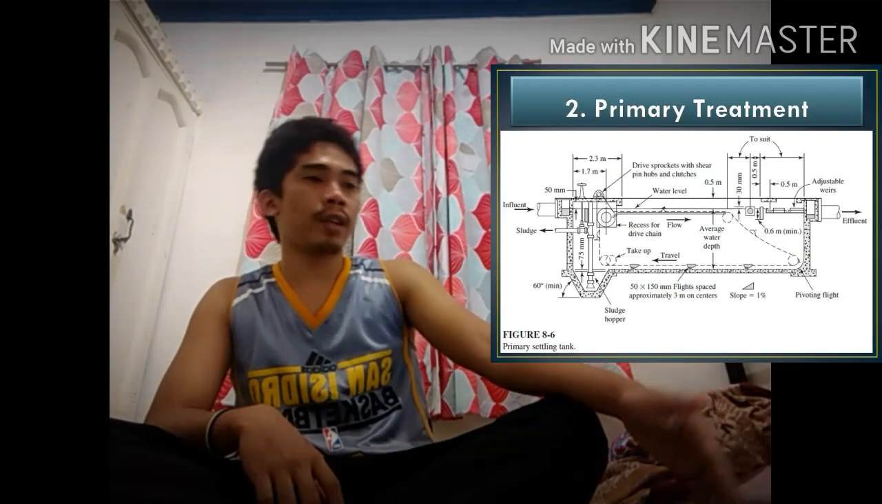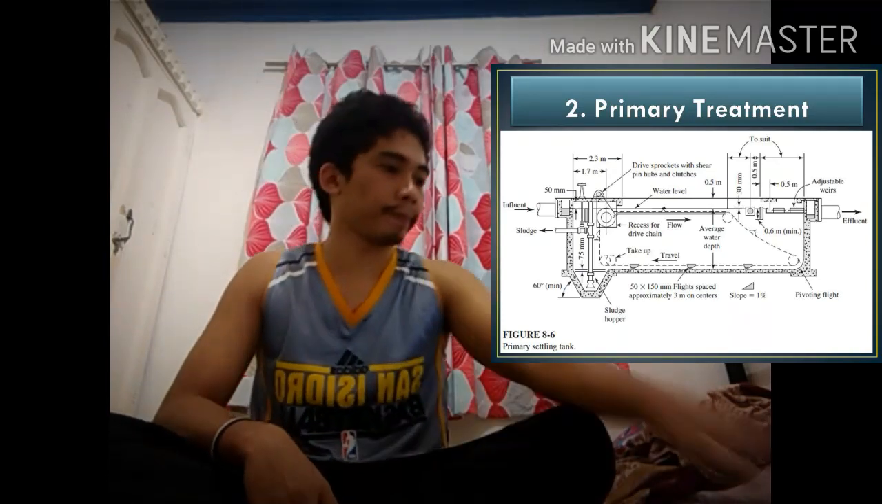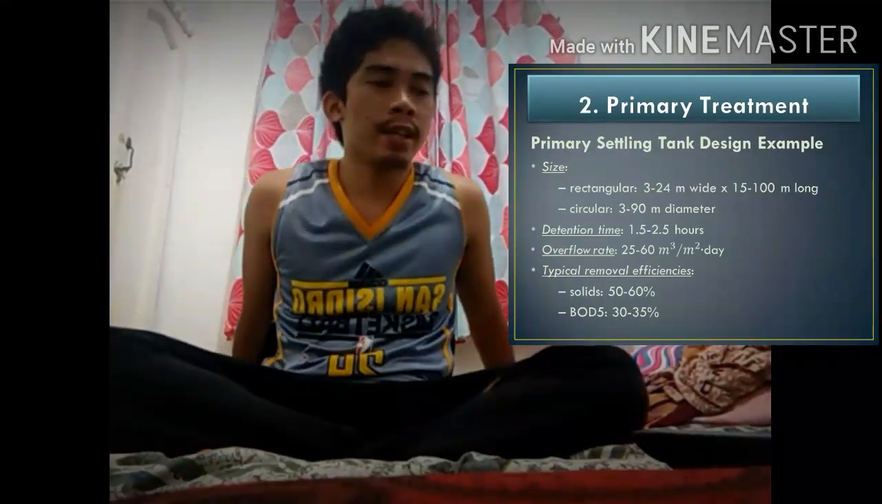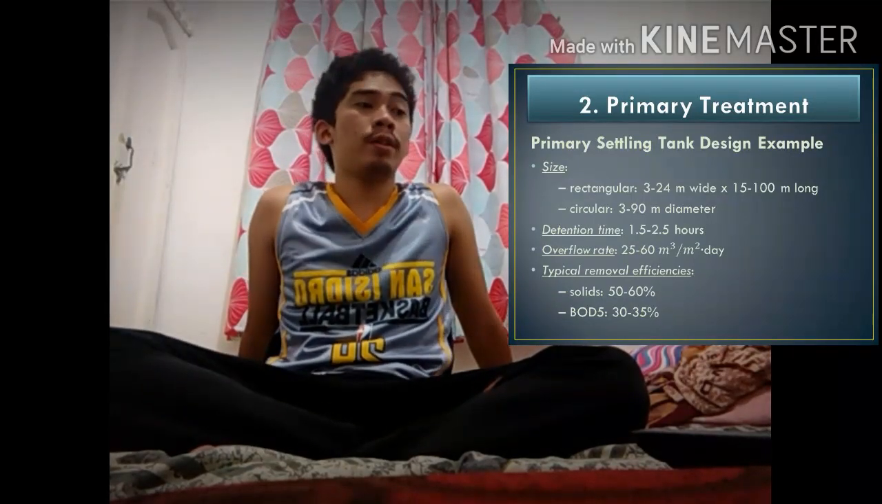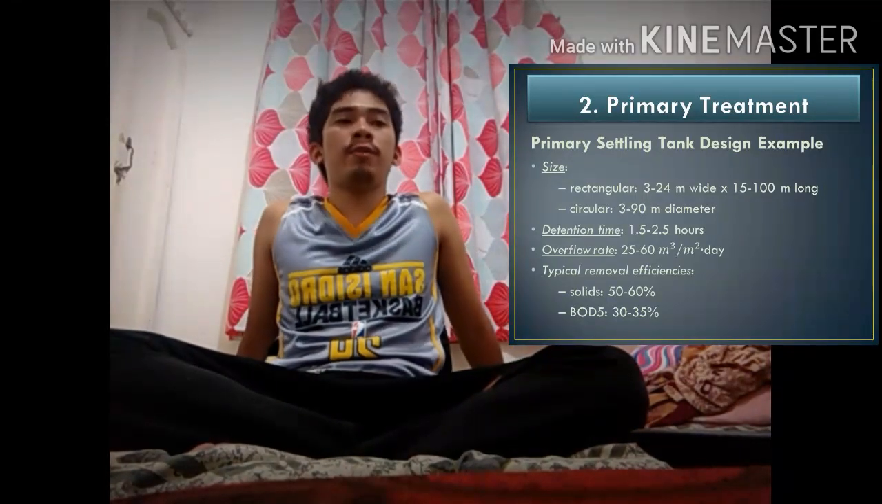This is an example of a primary settling tank. Primary settling tank design example. Its size is 3 to 24 meters wide and 15 to 100 meters long if it is rectangular, and if it is circular, its diameter ranges from 3 to 90 meters.